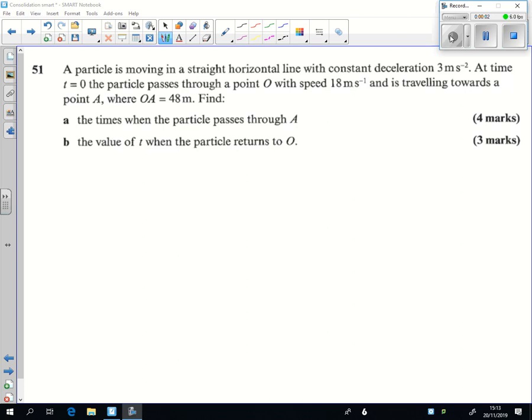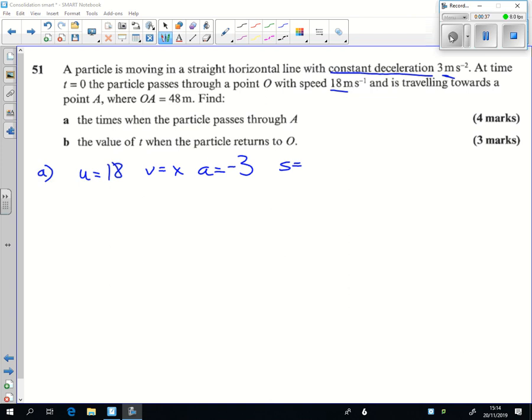Question 51, we've got a constant acceleration, a constant deceleration in this case. So we're looking at a SUVAT equation question. For part A, it says we start with the speed of u is 18. Don't really care what happens at v, but we know the acceleration a is -3, because it's decelerating.